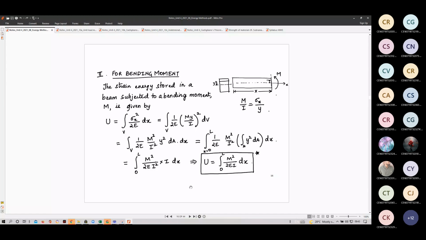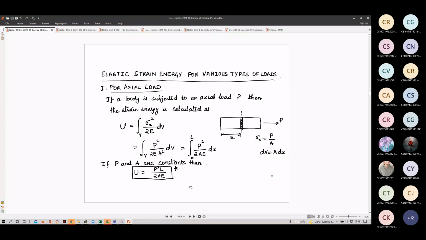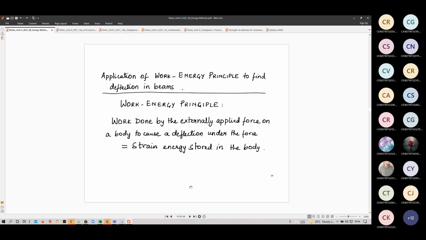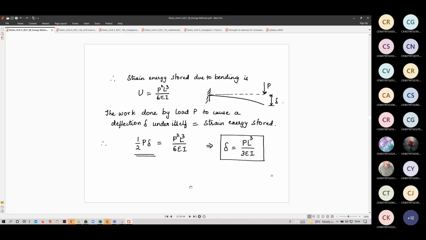So these two are very, very important. I can't overemphasize. These two are very important. I'm reviewing only these two. All others you can forget. It is not required for us. Now, work energy principle, you can go through it as it is simple.